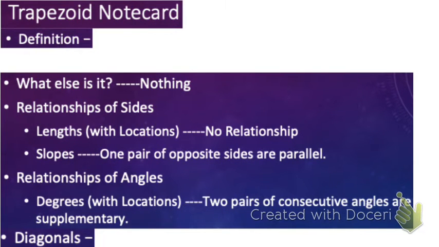The angles, two pairs of consecutive angles are supplementary. Now notice with a parallelogram, all pairs of consecutive angles are supplementary. Is that the case here? No. Two pairs of consecutive angles are supplementary. And I'll show you which two pairs in a moment, okay?